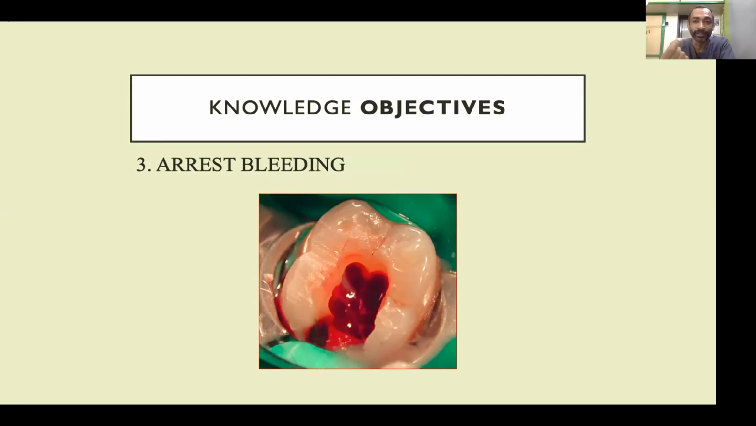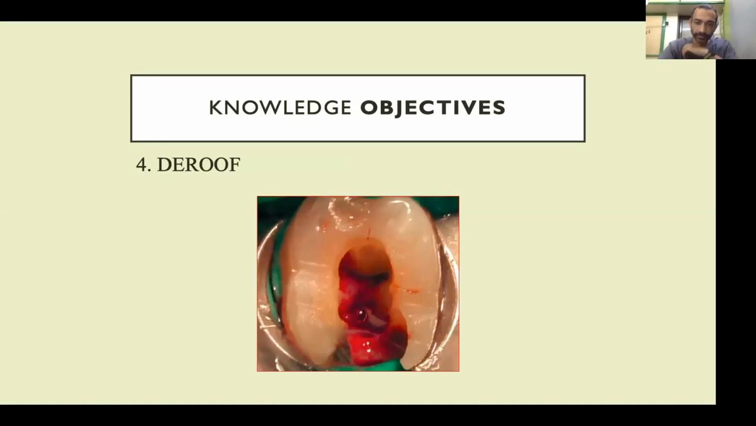Take a little bit of cotton, dip it in local anesthetic solution, and just dab it into that hole that you've created, and keep doing it till the bleeding reduces or arrests. Stop the bleeding. If you have something like ferric chloride or zinc chloride, you can apply it onto the hole that you've created to arrest the bleeding. The moment the bleeding arrests, your vision improves and you can continue what you are doing, which is de-roofing.